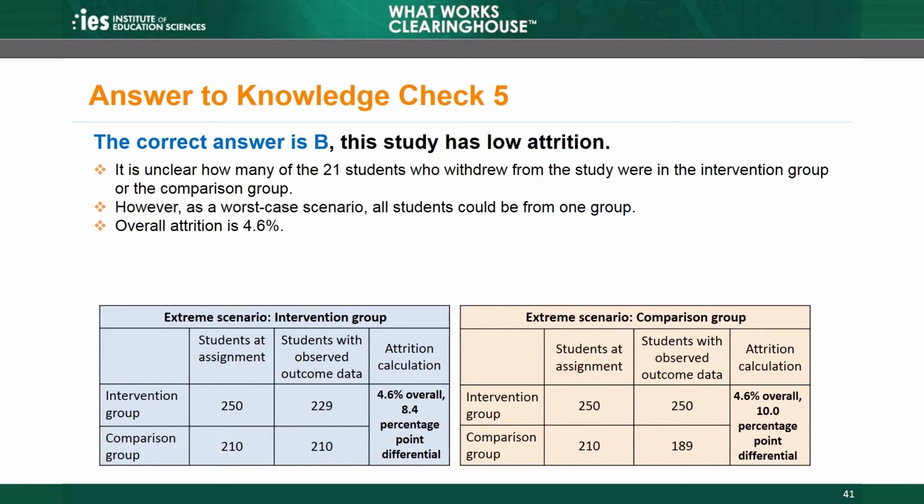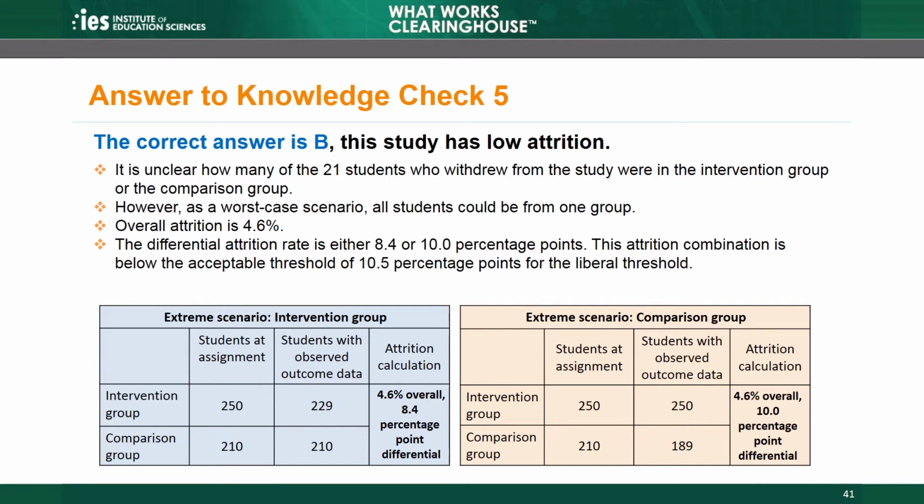Overall attrition is 4.6% in either scenario. For this level of overall attrition, even if differential attrition is as high as 10.5 percentage points, the study will have low attrition under the liberal threshold.